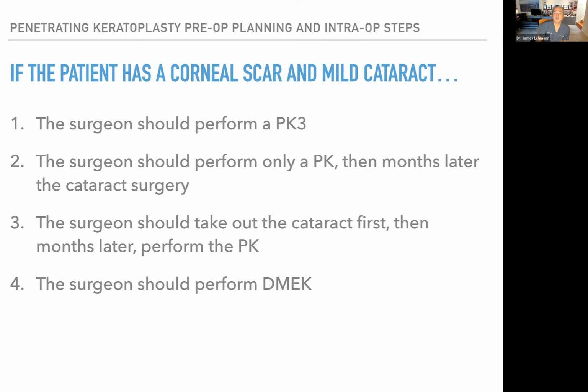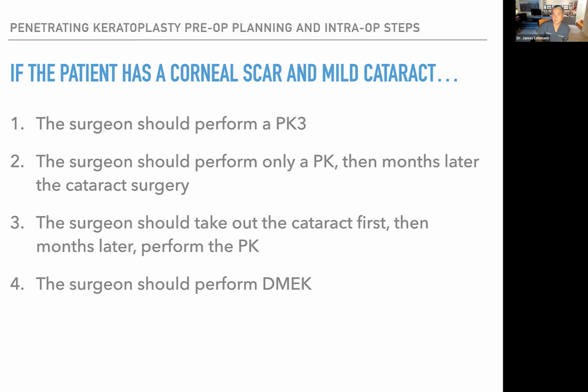And then if the patient has a corneal scar and a mild cataract, the surgeon should perform a triple procedure, or the surgeon should perform the penetrating keratoplasty and then months later do the cataract, or the surgeon should take the cataract out first and then months later the PK, or the surgeon should do a DMEK. Which is the answer? Again, patient has a corneal scar and just a mild cataract. So option one, a triple procedure. That's cataract surgery, penetrating keratoplasty, intraocular lens implantation. The second one is the PK followed by the cataract surgery. The third is the cataract surgery followed by the PK. And the fourth is a DMEK.